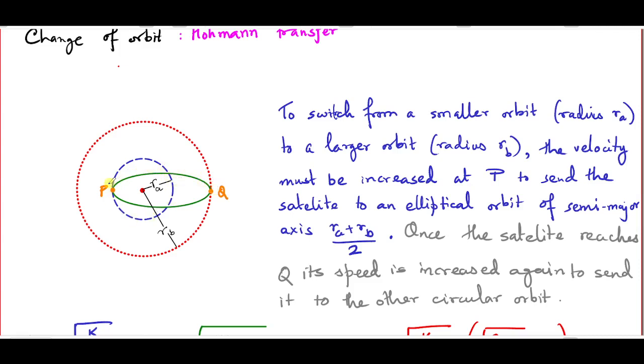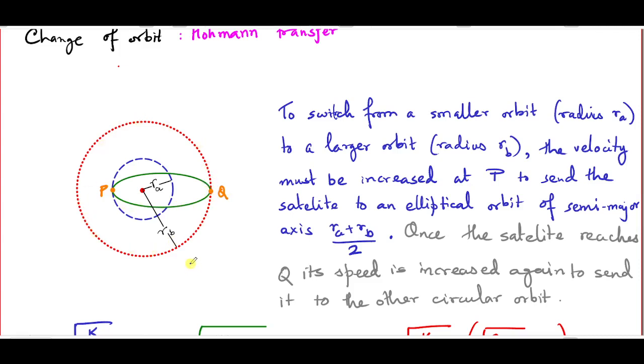So it was traveling in this circular path to begin with. At P, the rockets are fired, it speeds up, it travels in an elliptical path, reaches Q, where the rockets are fired once again, which prevents it from returning back to the point P along this lower half of the green path, but rather sends it into this circular orbit here.